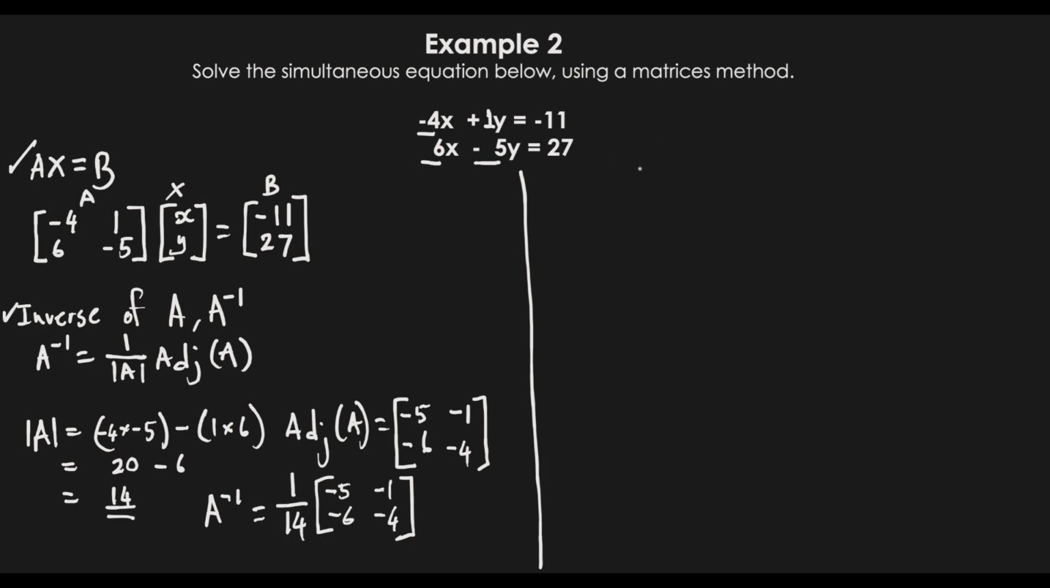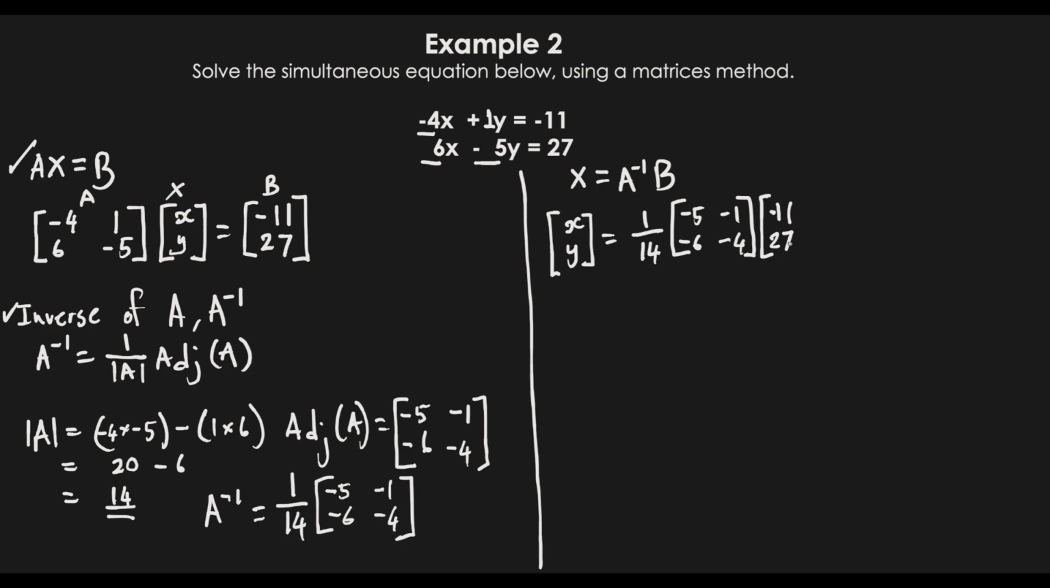So our last step now, we want to get x is equal to A inverse multiplied by B. So we know that x y would be equal to 1 over 14, negative 5, negative 1, negative 6, negative 4, which we are multiplying to negative 11 and 27. So you know what I'd like to do first? I'd like to multiply these first and deal with the fractions after. So remember what we said? We always go from left to right and then down.